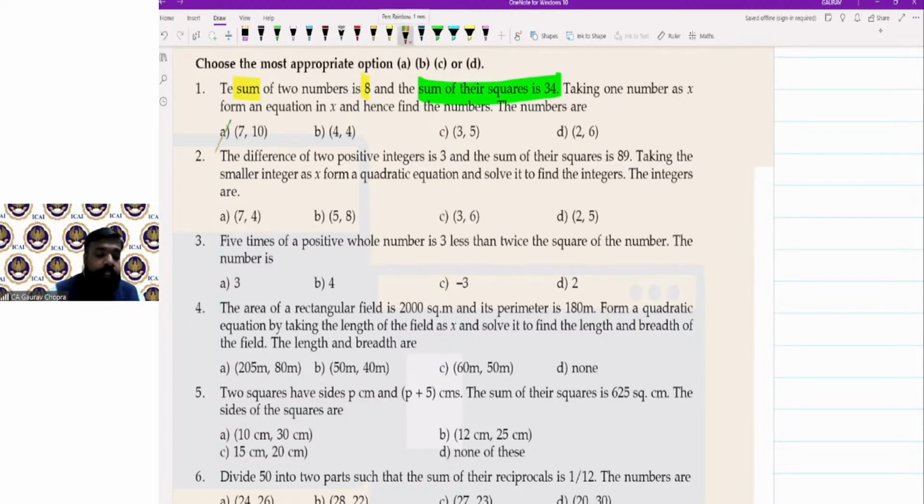Option A will be rejected. Sum is not 10. Option B is having, sorry, B is having 8. But the sum of squares is not 34 in option number B. 4 square is 16. 16 plus 16 is 32. B is rejected. C option, 3 plus 5 is 8. First condition verified. Second condition, 3 square 9 plus 5 square 25. Total is 34. So option number C is correct. C is correct.